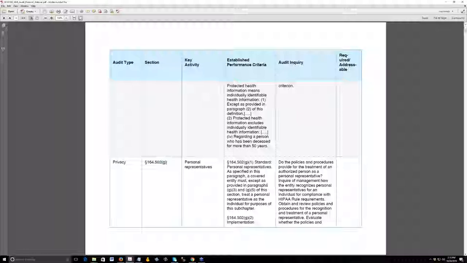Now, let me just interrupt to answer your original question. How many have a decision tree? The answer is zero.